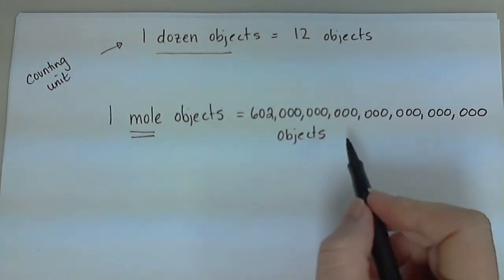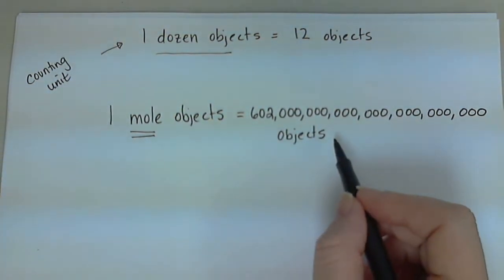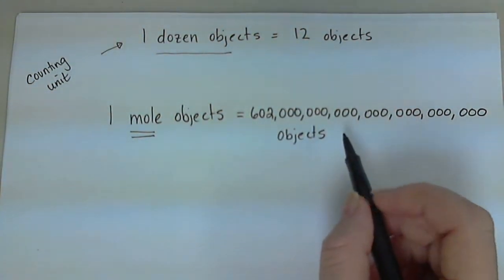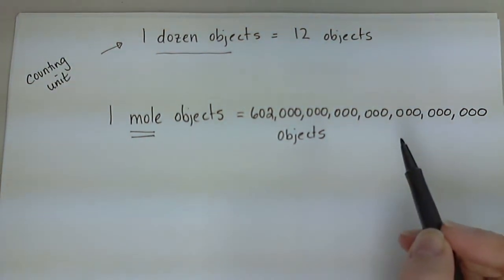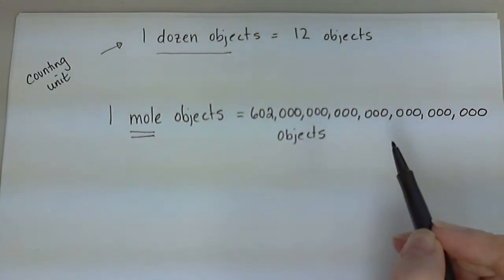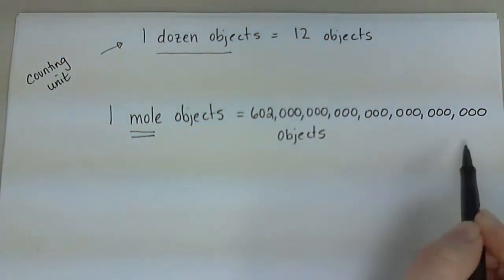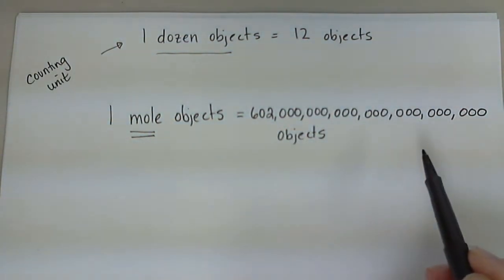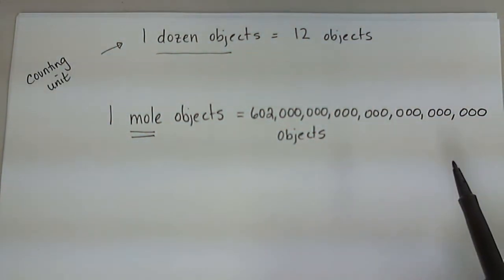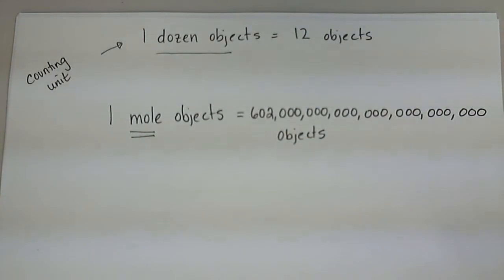Now, that's an enormous number, right? It's probably the biggest number you've ever seen. But that's okay, because guess what? Atoms are really, really, really small, which means that we need to have a super large group of them in order for it to be something that's meaningful to the visible eye.